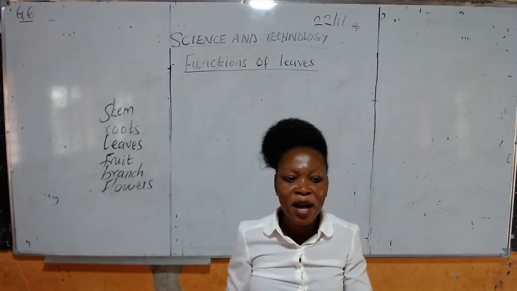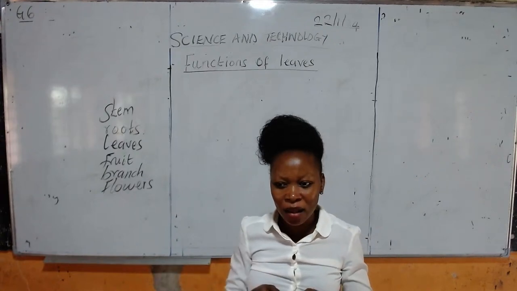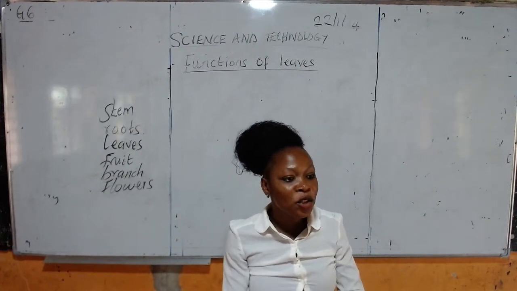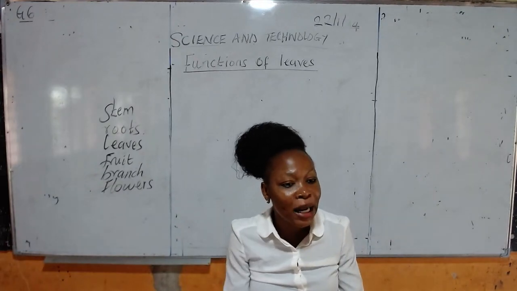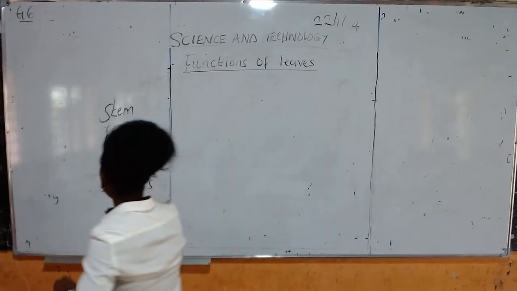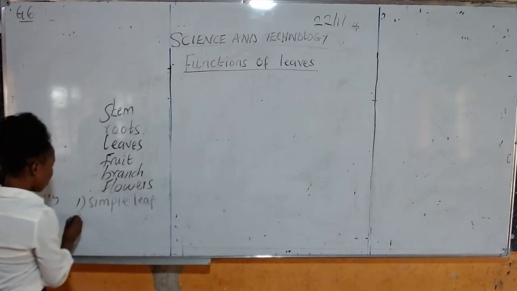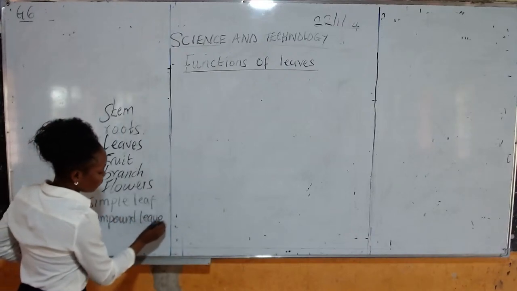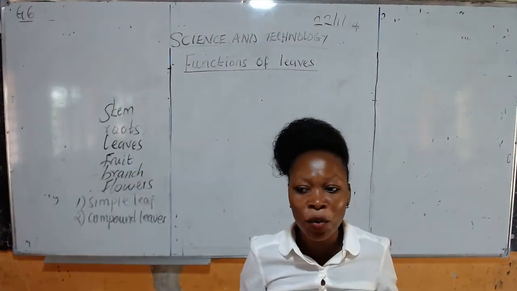No. When you look at them, some are wider, okay? Others are narrow. So we are saying that there are different types of leaves. The two types of leaves that we are learning: we have one we call simple leaf. Say simple leaf. Yeah, so we have simple leaf. And the other type is compound leaf. Say compound leaf. Yeah, so we have simple leaf and compound leaf.